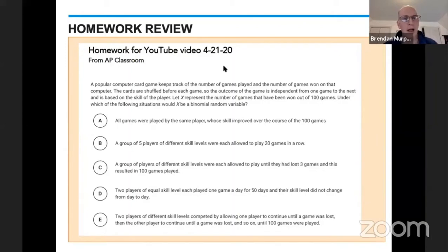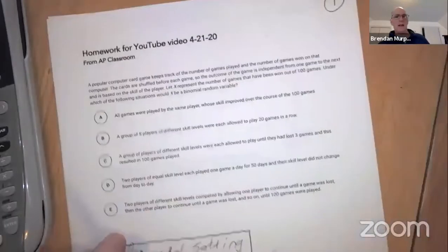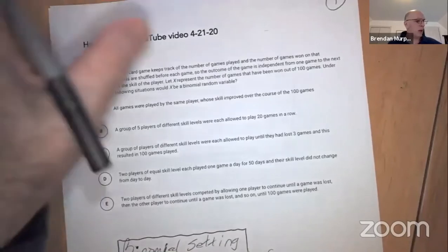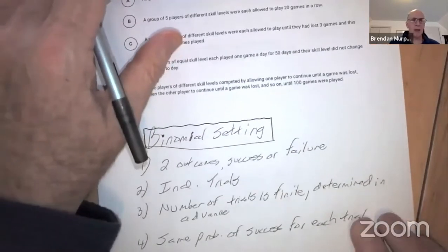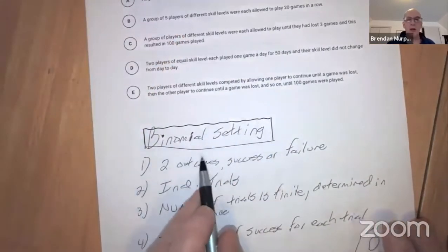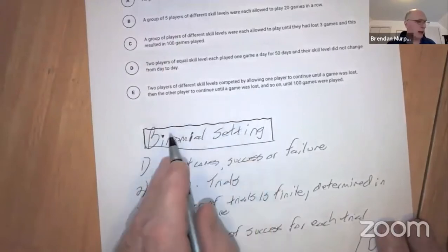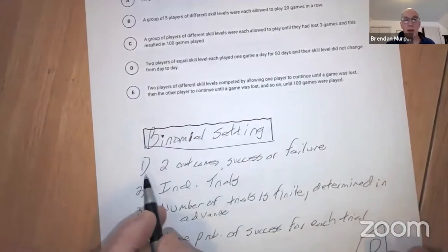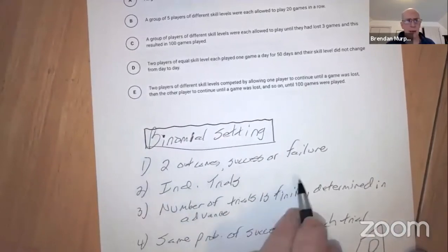Under which of the following situations would X be a binomial random variable? Okay, so we're in a binomial setting here. Again, here's the same problem. Before I actually started to work on the problem, I just made some real quick notes down here to myself. When I think of a binomial setting or binomial probability, I think of four things that I need. And I know Luke talked about this yesterday.